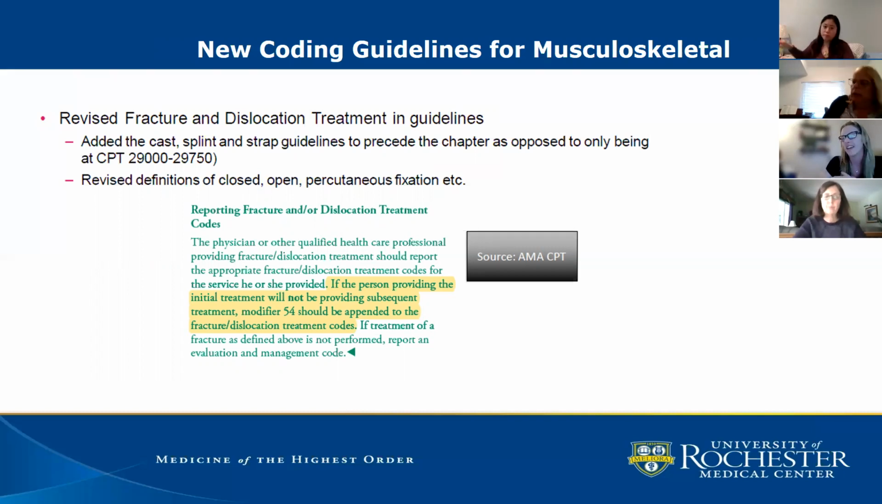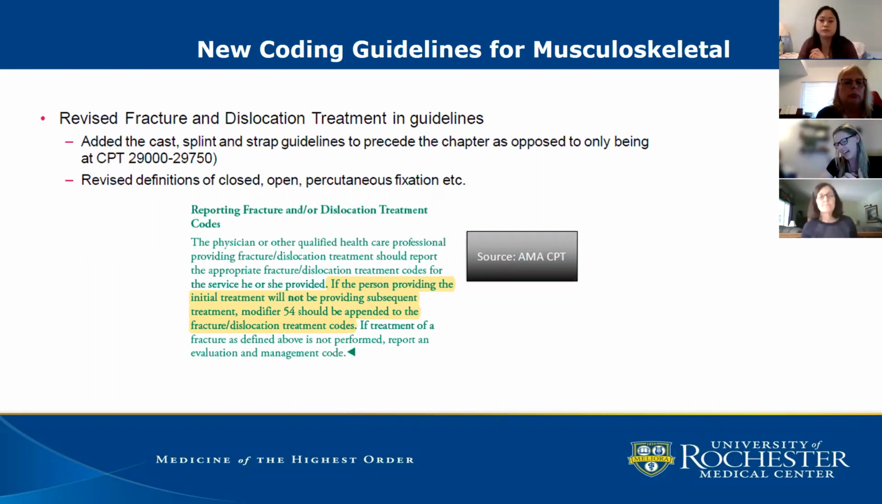And they added a new section for the cast, splint, and strap guidelines. They just moved it in the chapter set, so these have been moved to precede the musculoskeletal system chapter instead of being after it. And then we did have revised definitions for closed, open, or percutaneous.